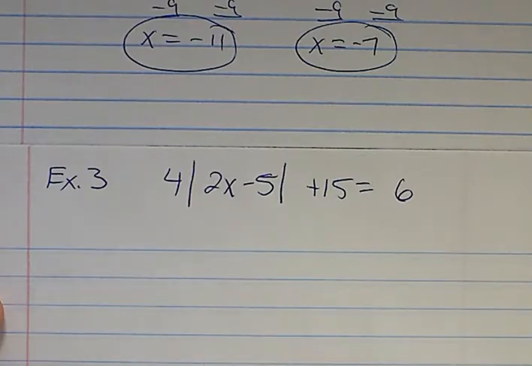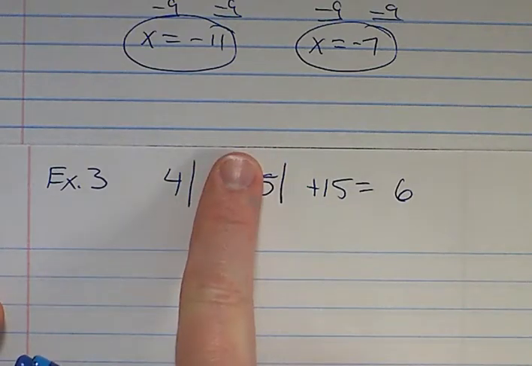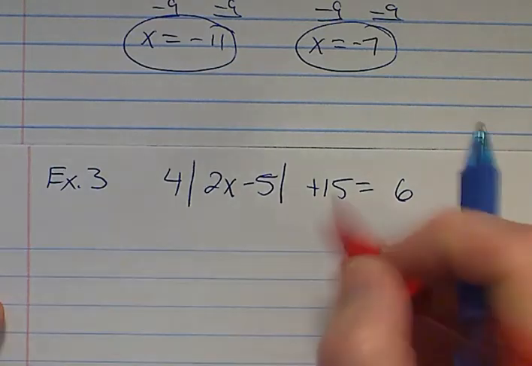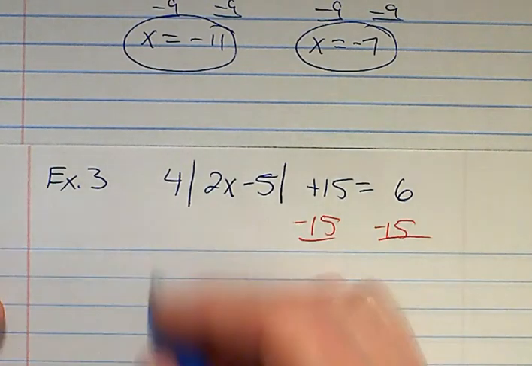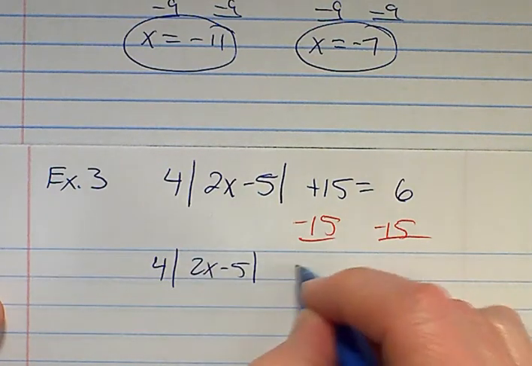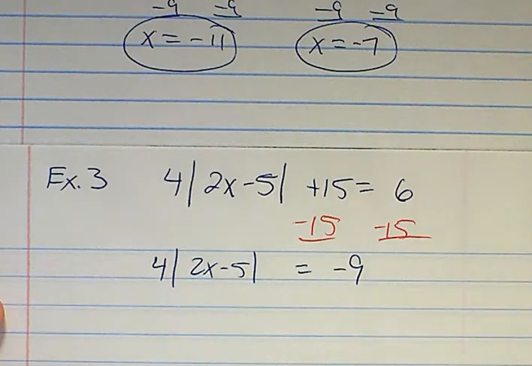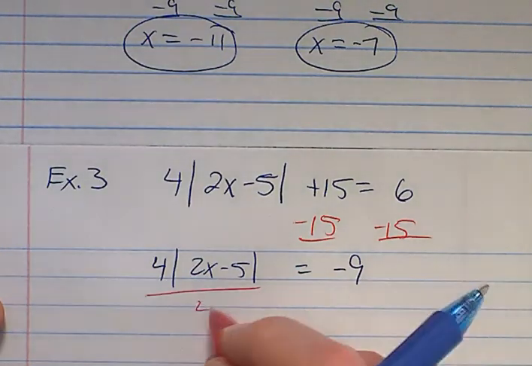Alright, so same thing with this one. You've got the absolute value that's here in the middle, so you've got to get rid of the 4 and the 15. So first thing is we'll get rid of the 15. And then once we've got rid of the 15, we'll go back and divide it by 4.